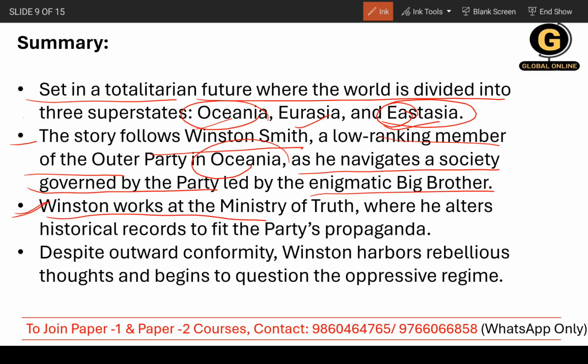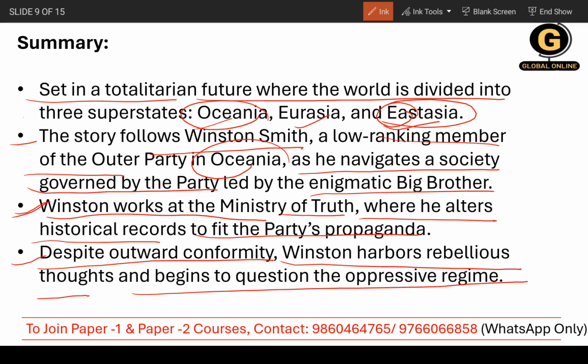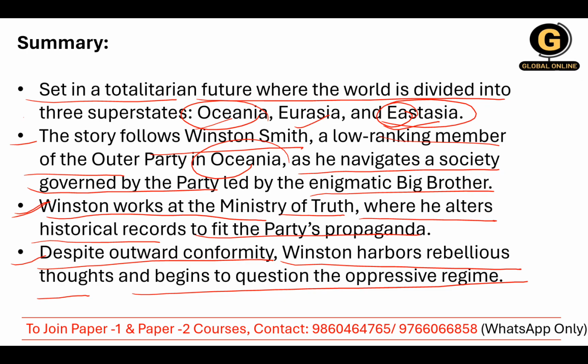So Winston works at the Ministry of Truth, where he alters historical records to fit the party's propaganda. So basically he is working in favor of the party. Now, despite outward conformity, Winston harbors rebellious thoughts and begins to question the oppressive regime.